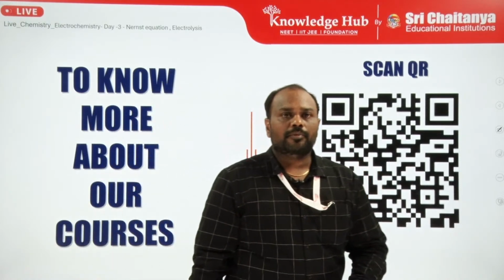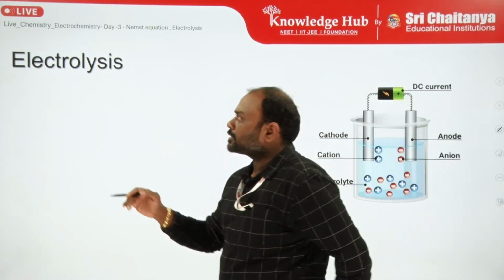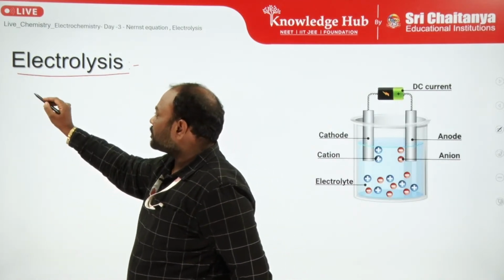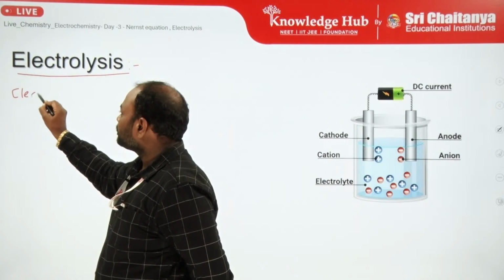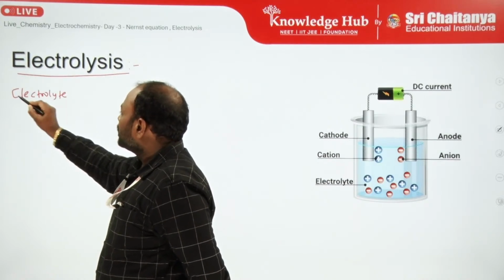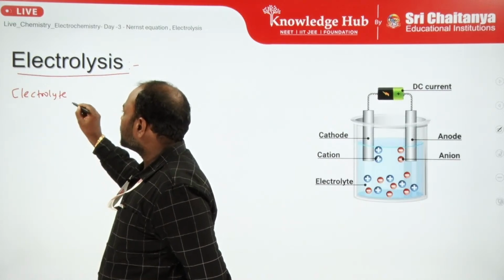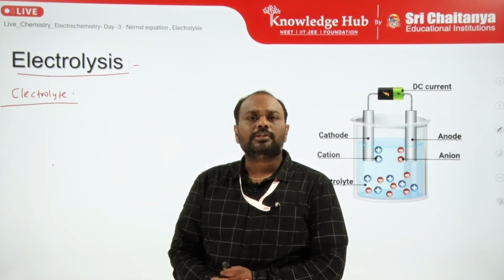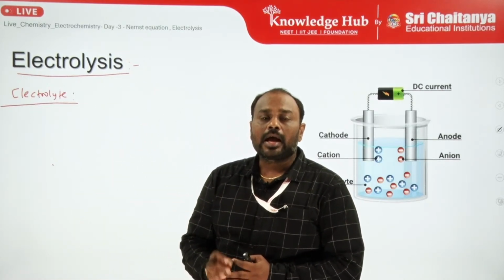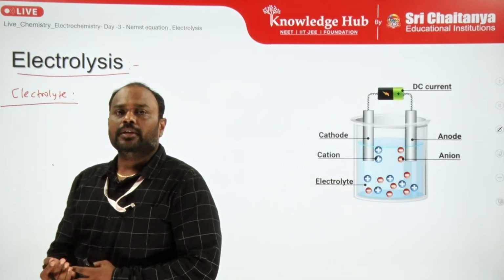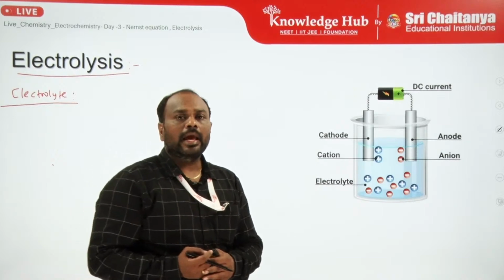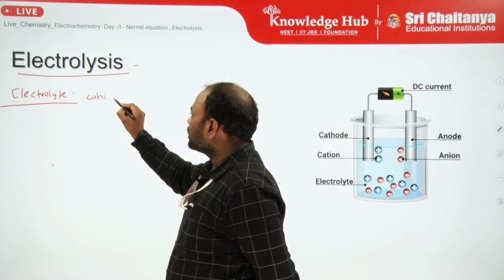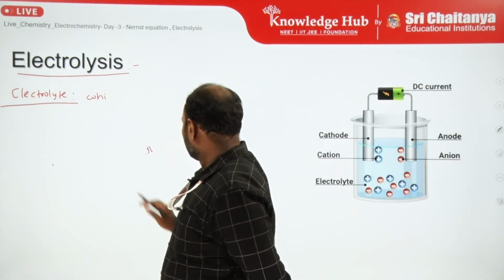This is the relation between the electrode potential of the cell, the standard electrode potential and the equilibrium constant. Next, after the Nernst equation, we are discussing electrolysis. Before that, first we discuss the electrolyte. Electrolyte is the substance which allows the flow of current either in solution state or molten state. Then the substance is known as an electrolyte.